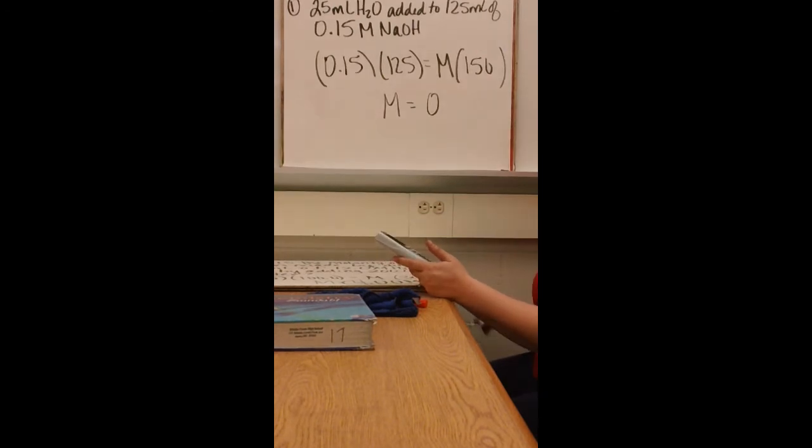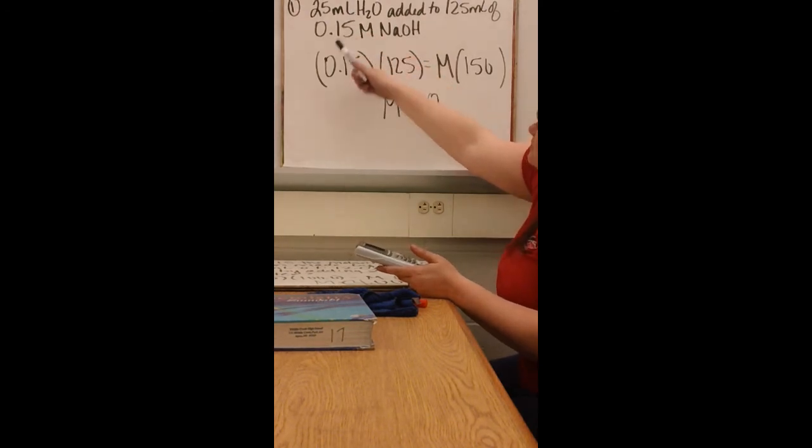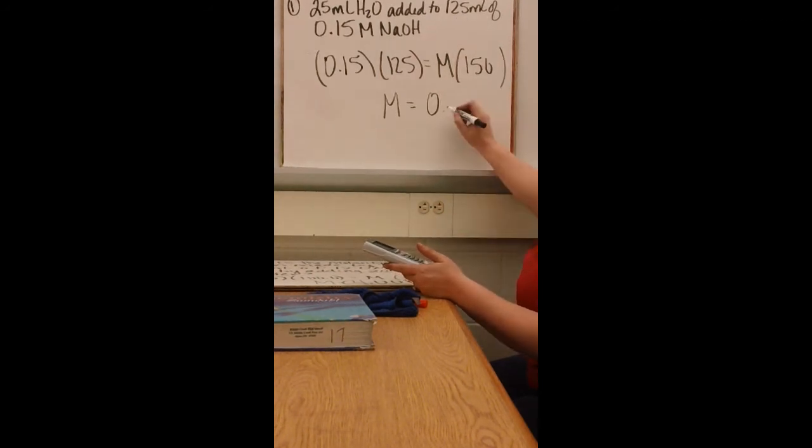0.125, but we have to go by our significant figures. We started with 25 milliliters here, that's 2, 0.15 is 2, and 125 is 3. So our least number of significant figures is 2. So we round to 2. So it will be 0.13 molar.